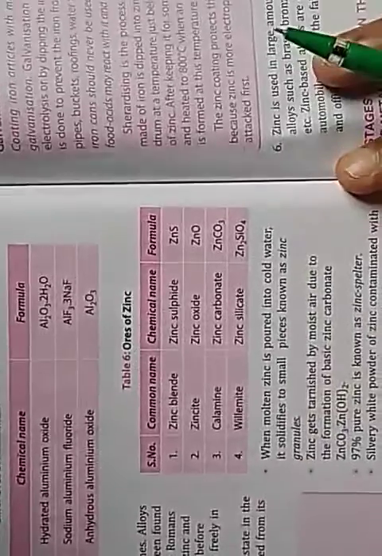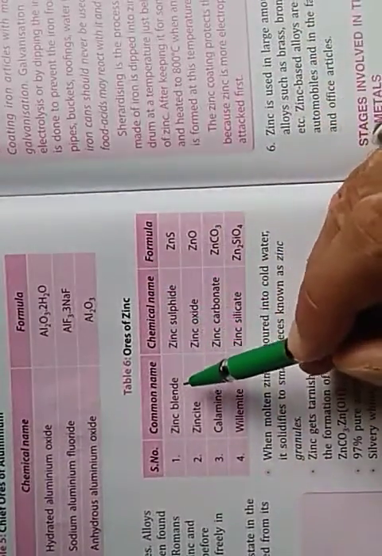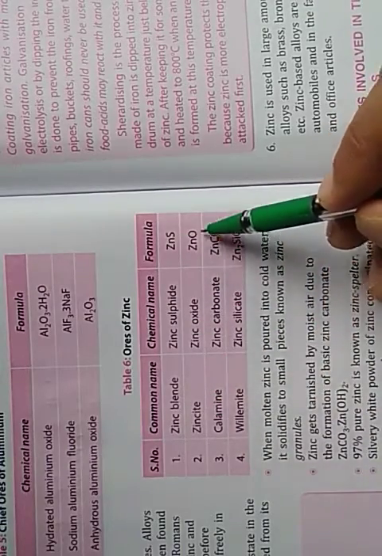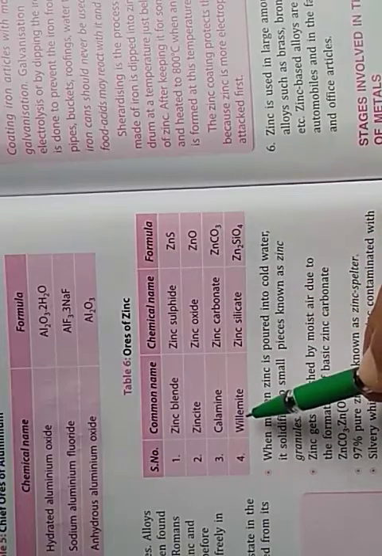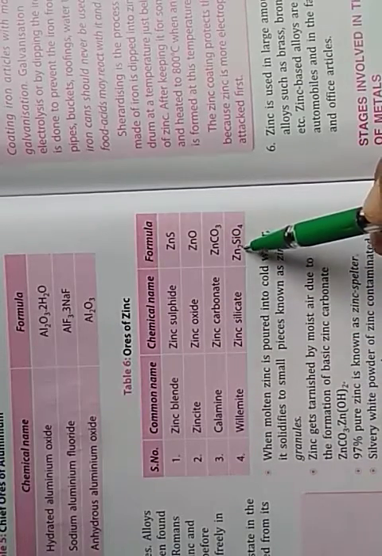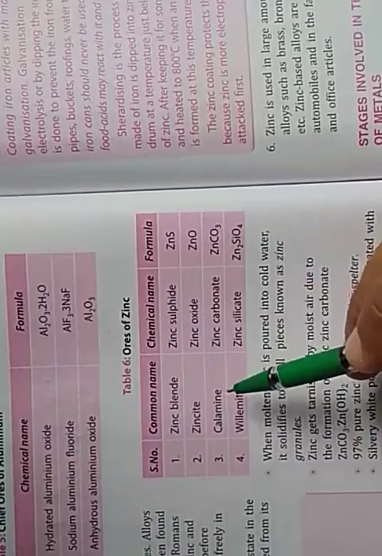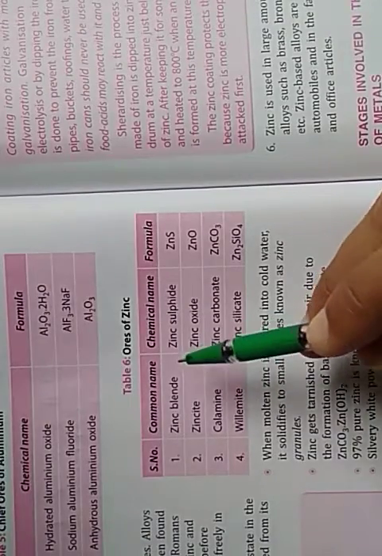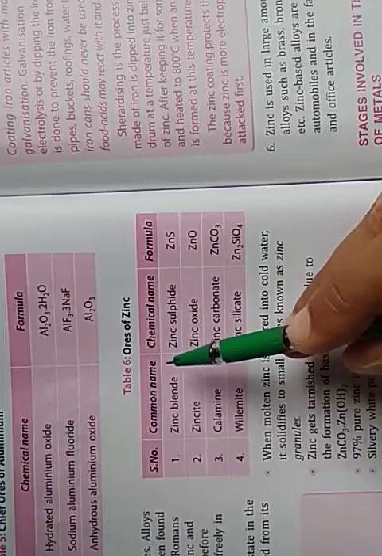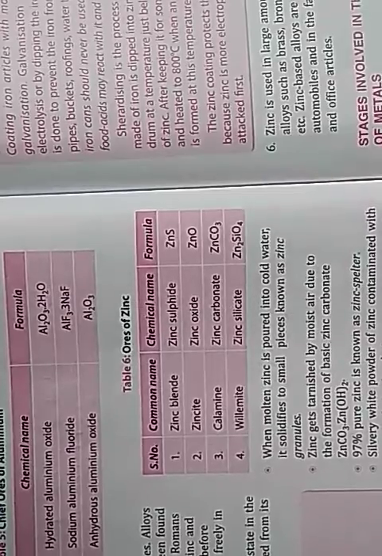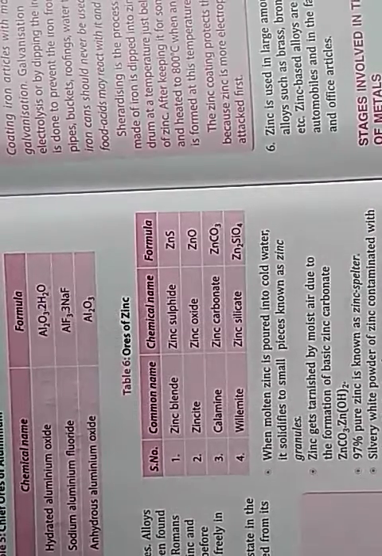Now the ores of zinc. In this table are given the ores of zinc. Zinc blende ZnS, zincite ZnO, calamine ZnCO3, willemite Zn2SiO4. Generally zinc blende and calamine are the most common ores through which zinc can be extracted. So this is all about the ores of aluminium, iron and zinc.